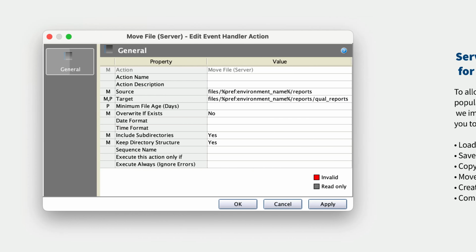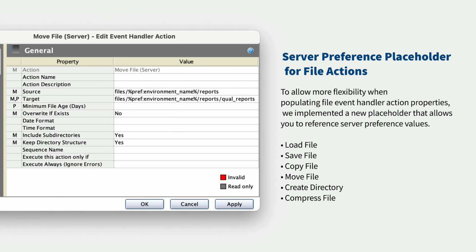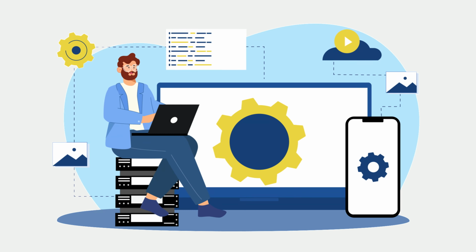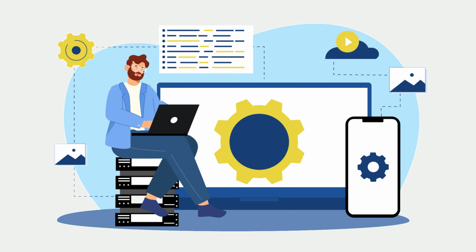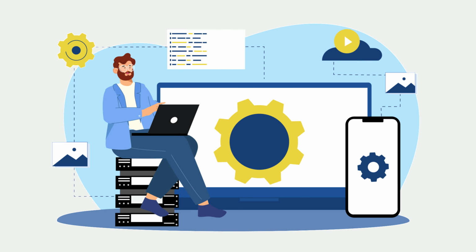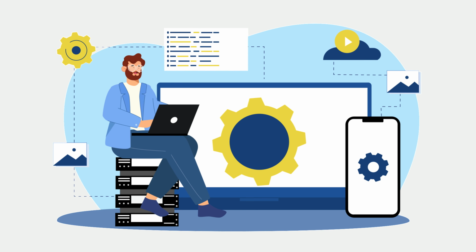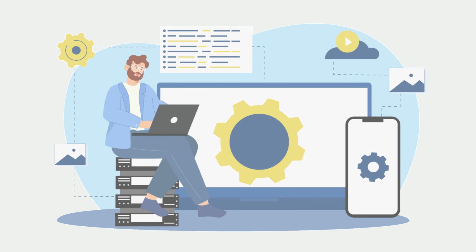To allow more flexibility when populating file event handler action properties, we implemented a new placeholder that allows you to reference server preference values. This placeholder, for example, could be used to create file paths that don't need to be updated from environment to environment, like after a test to production migration.